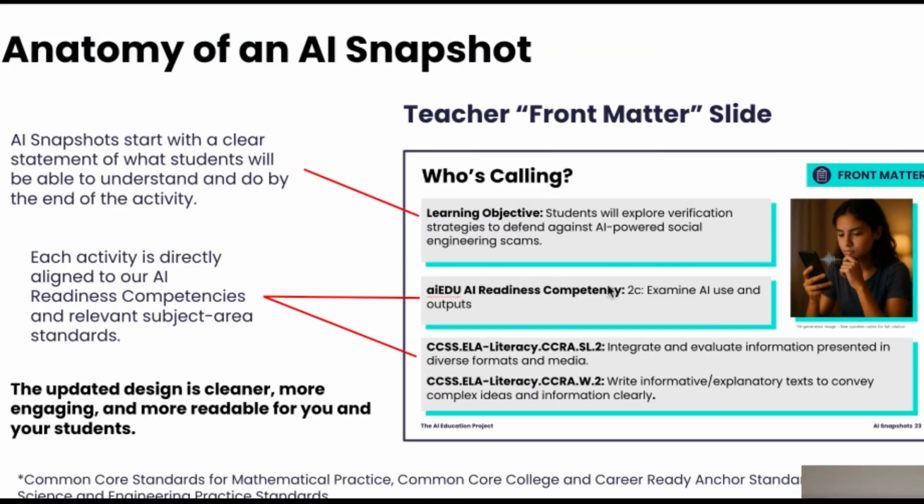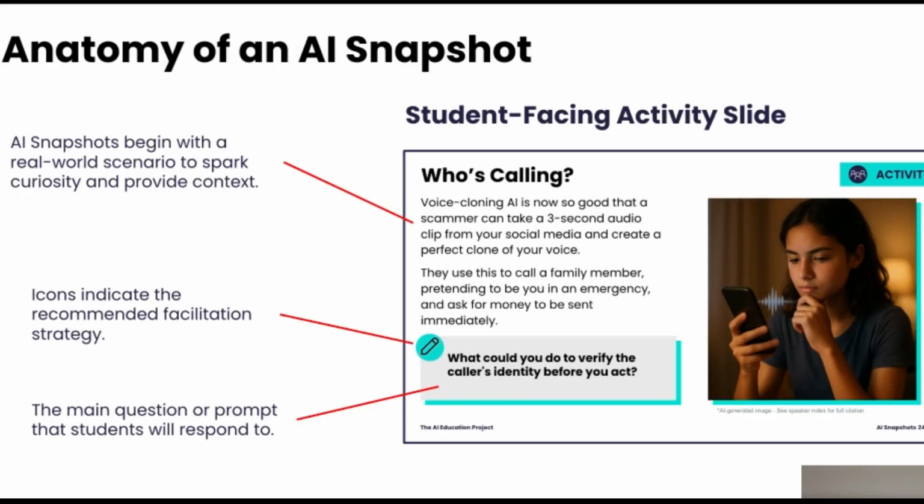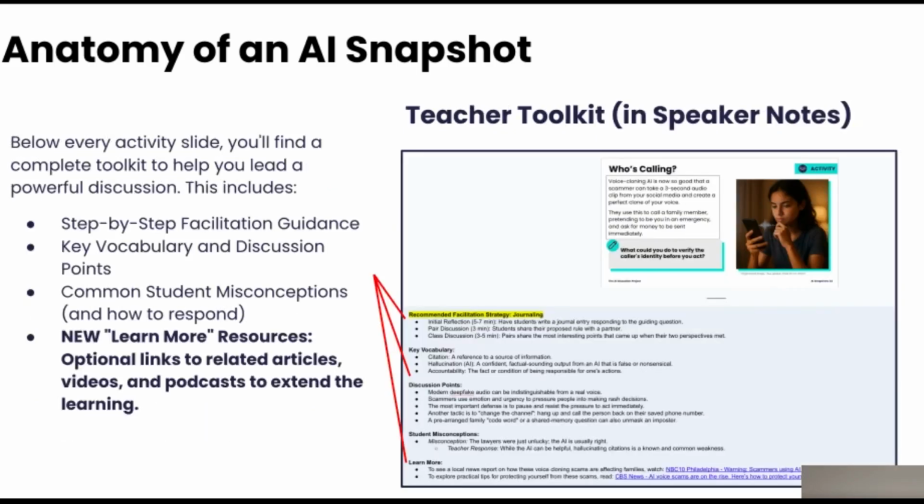So here's what it looks like. First, it gives us the front matter, the learning objective, the competency. Then there's the student-facing slide, so we actually pop it up for our students. The students get the activity and they will respond to that prompt in whatever way you feel would be best for your students. There is also a teacher toolkit.